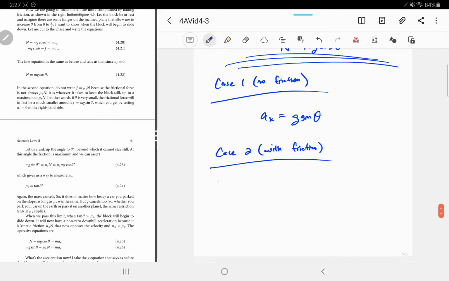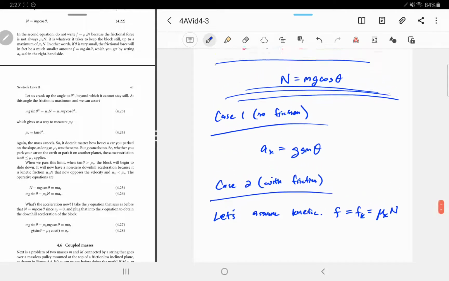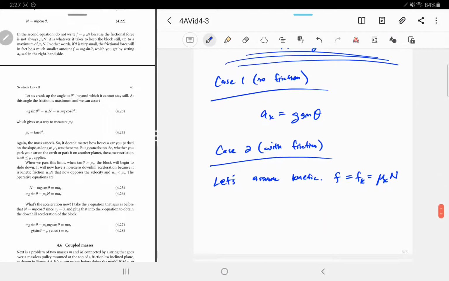All right. So let's assume we have kinetic friction. Assume the thing is moving. We definitely know it's moving, maybe because the angle is big enough that it definitely starts, or someone pushes it at first. So if we assume kinetic friction, we know the frictional force is mu sub k times the normal force. And we definitely know the normal force is mg cosine theta. So F is equal to mu sub k times mg cosine theta.